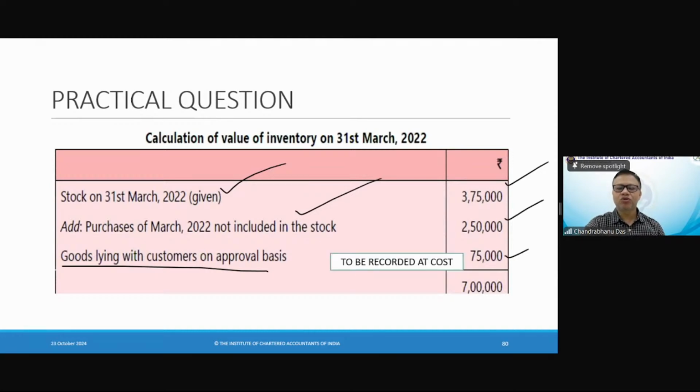Now, as I've told you in my earlier slides, when I talked about goods on sale or approval, it should be recorded at cost. The 75,000 of goods at cost were not sold in the month of March, but approved by the customer in April to be sold. So the inventory has to be recorded at cost. That was not done because it was assumed in March as sales. So the goods lying with the customer on approval basis have to be recorded at cost. So you add this 75,000 to the 2,50,000.